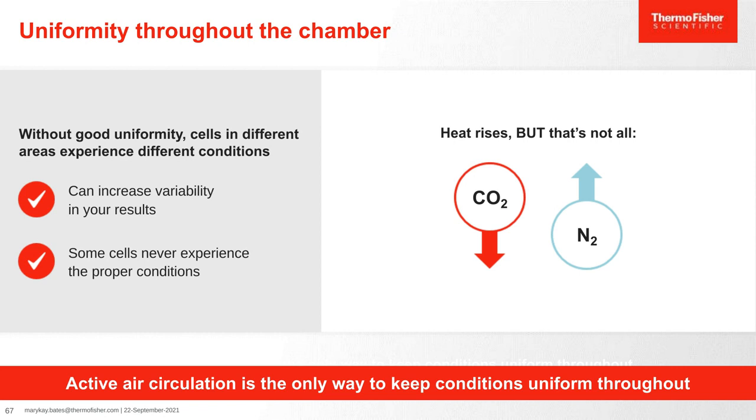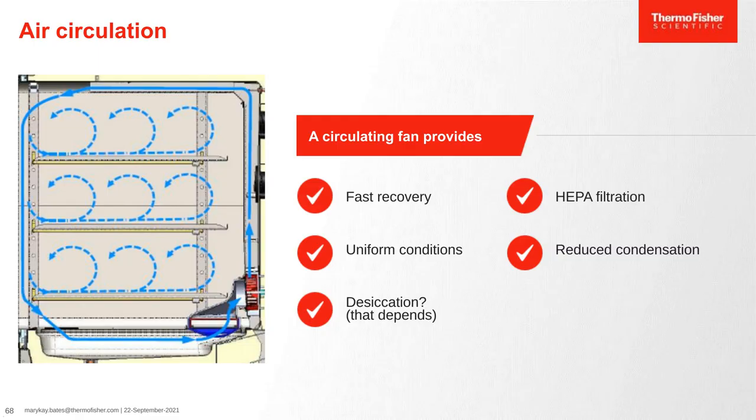If you're controlling oxygen using nitrogen gas, you're working in hypoxic conditions, for stem cell production, for example. Nitrogen gas is lighter than air, so it rises. So that means that active air circulation is the only way to keep conditions uniform throughout the incubator.